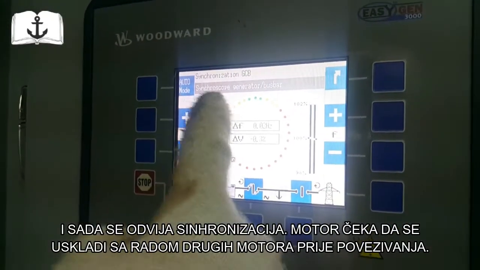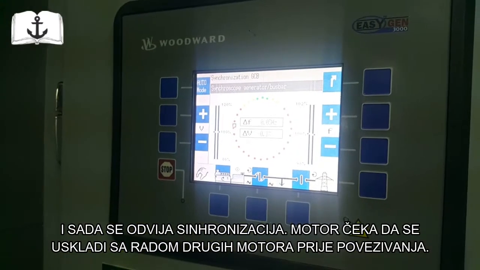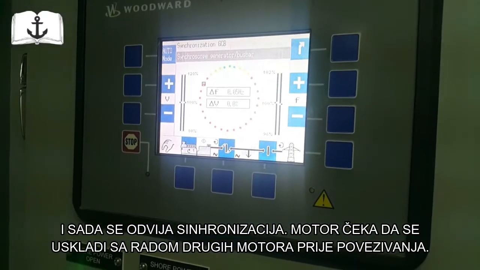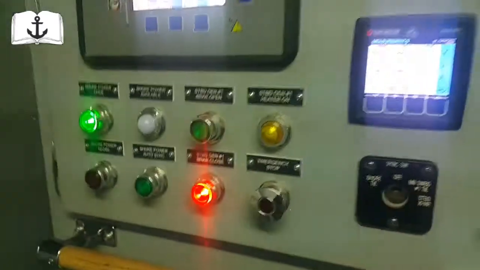Clutch icon, yeah. And this is synchronization, 5 to 12 here. The system will know that the engine is in the same phase as the other one, and it will load up the engine. Yes.